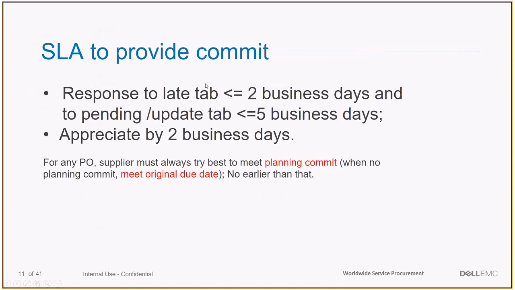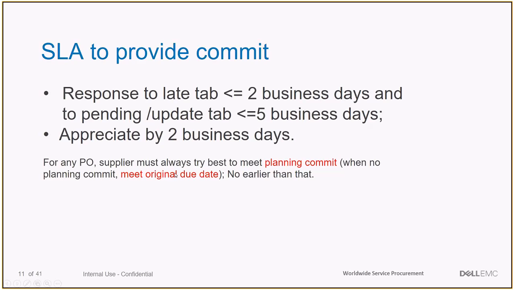And SLA is a service level agreement. For the late tab, please respond within 2 business days. But for other normal pending and update tabs, the maximum is 5 business days. Actually, we appreciate it if you can update within 2 business days. Why we put 5 days here is because some ODM feedback, they run ERP weekly. So that is the reason, max is 5 days.